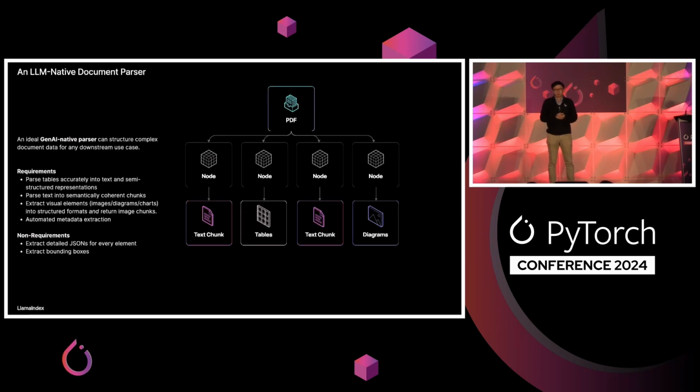So we worked very hard on building this LLM native document parser. An ideal Gen AI native parser can structure these complex documents and actually parse out the complex entities within these documents and feed it into more advanced indexing retrieval algorithms for RAG. So the requirements here include parsing the tables accurately, parsing the text with complex fonts and layouts properly, making sure you're actually parsing out the visual elements on the page, and feeding it into downstream multimodal models.